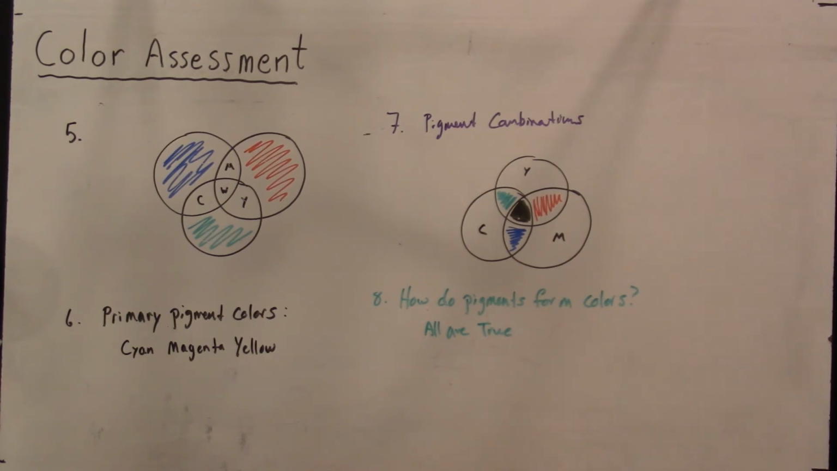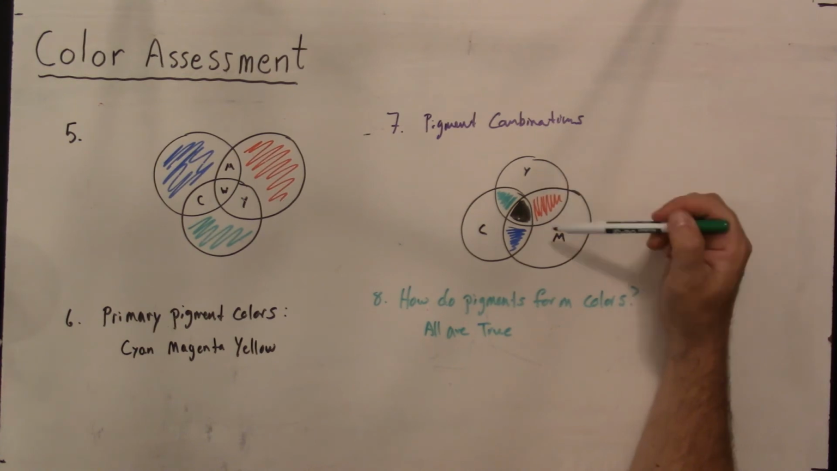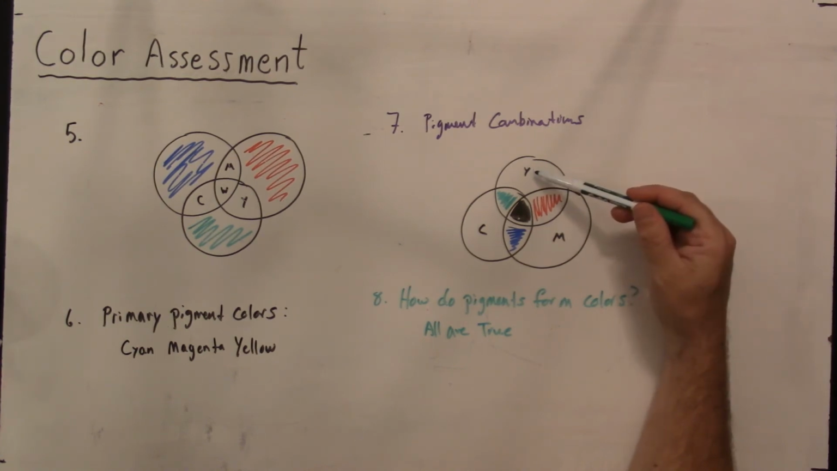So it says, primary pigments absorb a primary color of light, reflecting the two others. So a primary pigment, for example, yellow, absorbs a primary color of light. Yellow absorbs the blue light, reflecting off green and red, which means that's why you see it yellow.